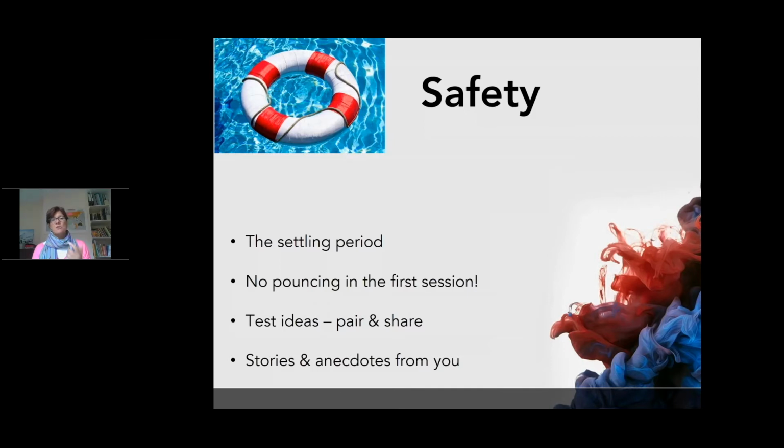The settling period also just lets people check each other out, and also for you, you can work out who are going to be potential numpties in the room, who are going to be your allies, who's up for being in that space versus being told to be there.